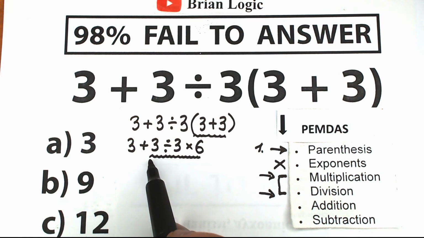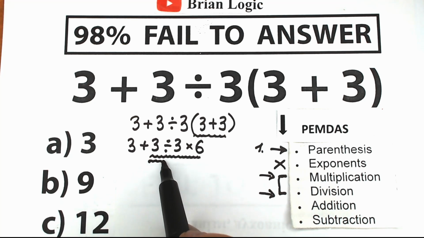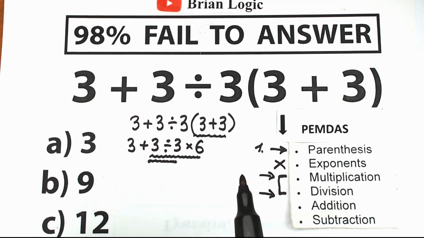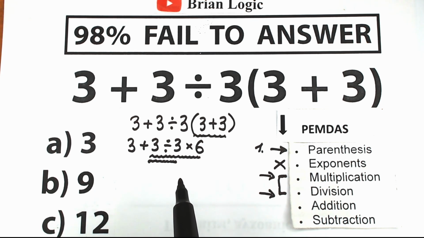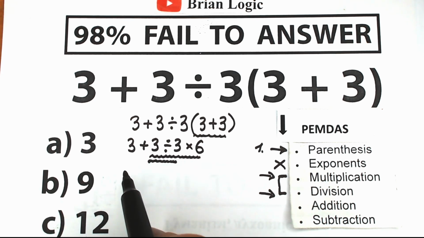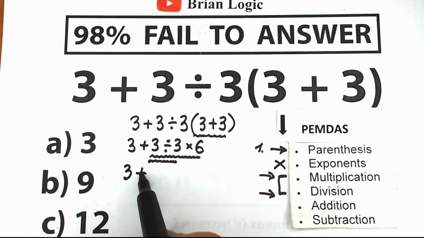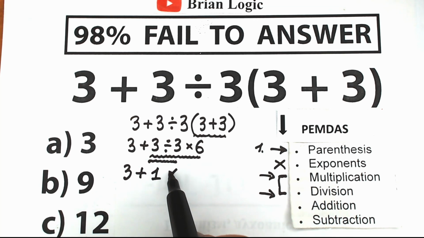First step, from left to right, the first sign from left to right is this division. It doesn't matter whether it's multiplication or division, we just take the first sign from left to right and do it. So 3 divided by 3 is our second step. So 3 plus 3 divided by 3 equals 1, and we have times 6.